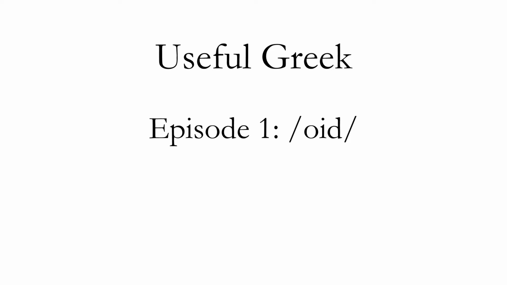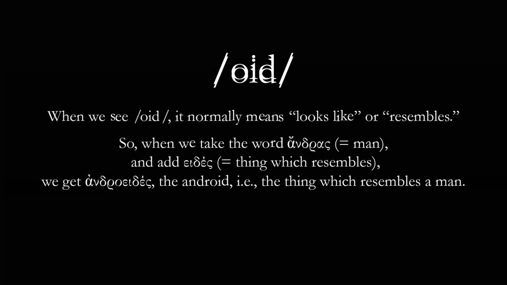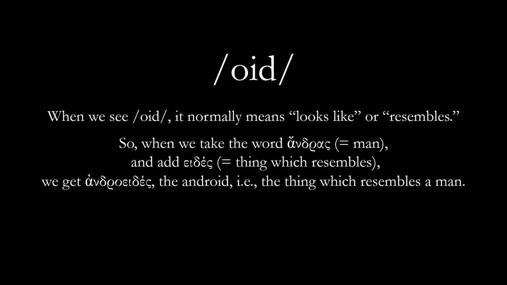There are so many words that use this, and it's a very useful root. It's going to continue to be used, I'm sure, as discoveries are made in science, for example. So when we see oid, it normally means looks like or resembles. So when we take the word andras, which is man, not human or mankind, like the masculine human, man, we take the word andras and we add ides, which means the thing which looks like. Ides is one of the forms of oid. We get androides, the android, the thing which resembles a man.